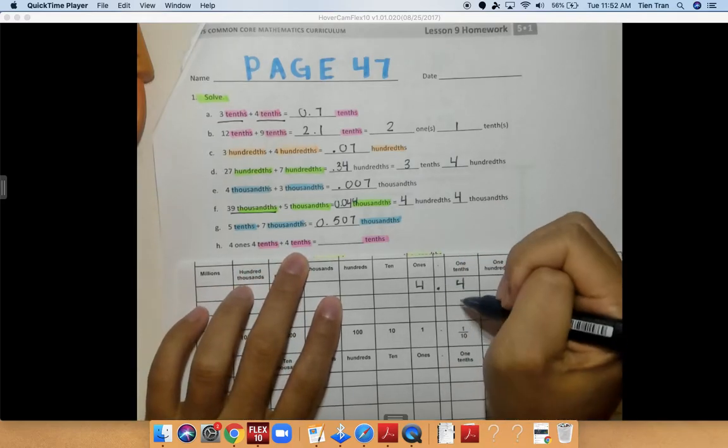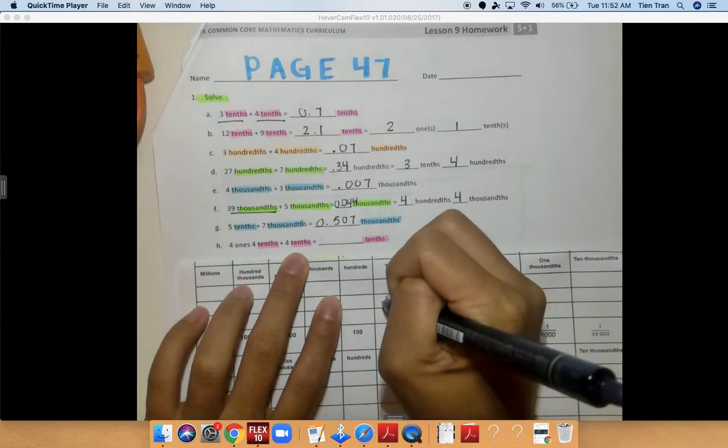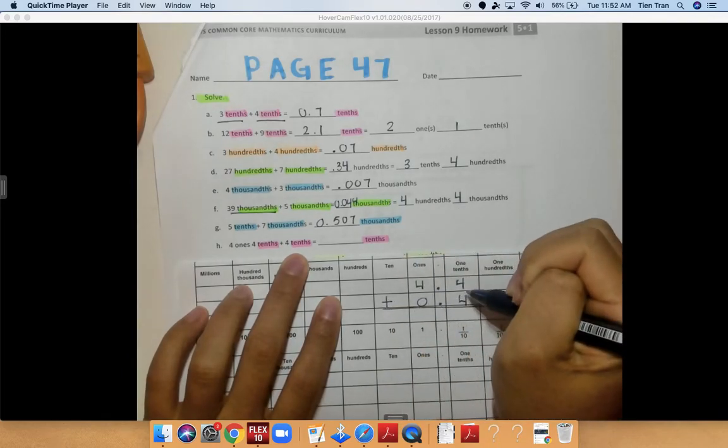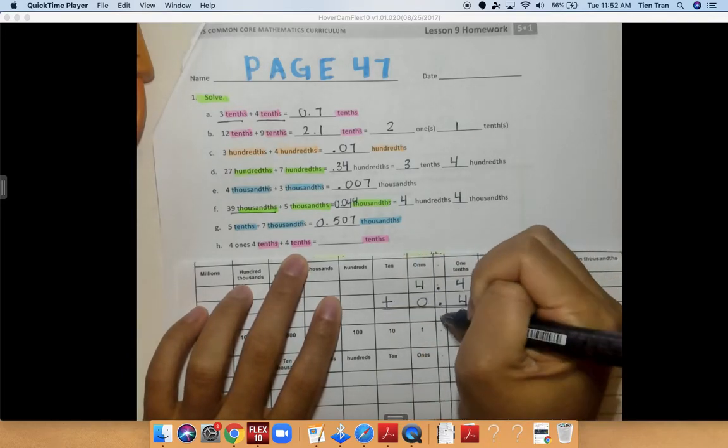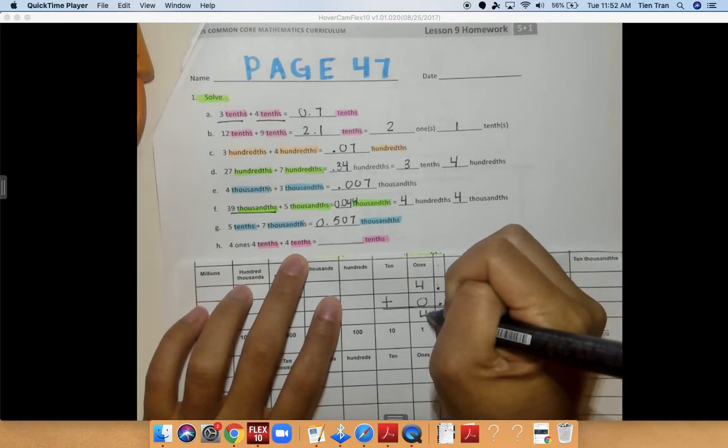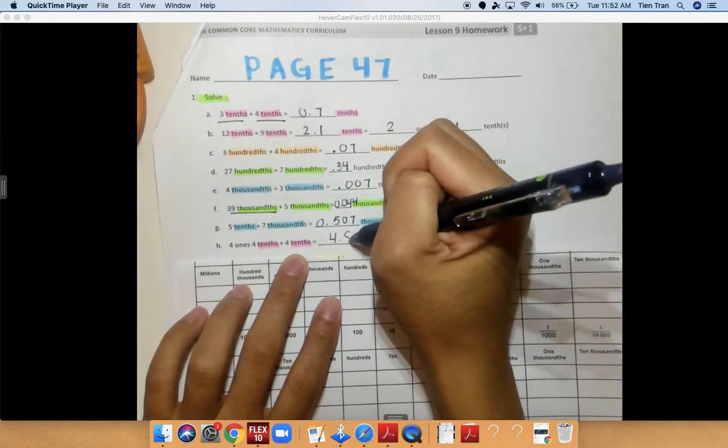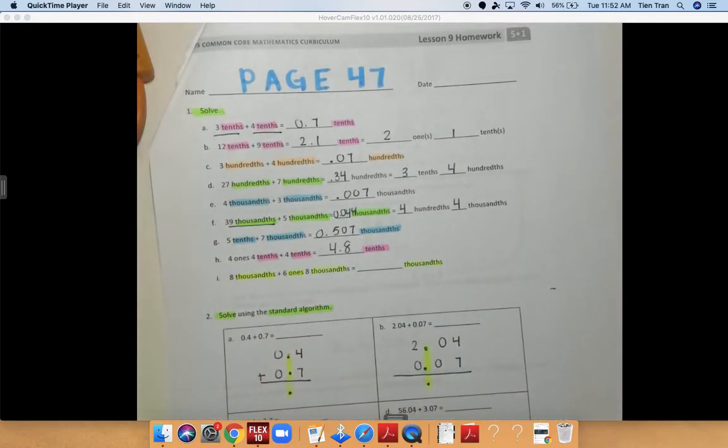Now for problem H, they ask you to add 4 ones plus 4 tenths, okay, and over here they ask you to add 4 tenths. So now I'm going to add. Don't forget your decimal. 4 plus 4 is equal to 8. Bring down your decimal. 4 plus 0 is equal to 4. So my answer is 4.8, or 4 and 8 tenths.